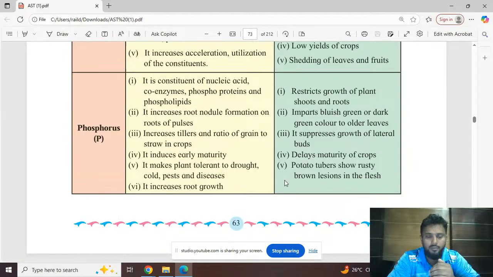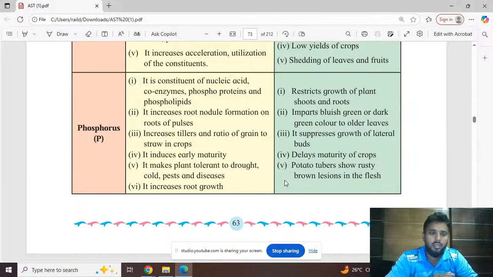Then this particular element induces early maturity. We discussed this, I think, yesterday, that due to the vernalization process, we can induce earliness in certain plants. Okay, and if the quantity of phosphorus is good, it also induces early maturity. Means what? The plants will become ready to harvest in say 5, 10, 15 days earlier than the normal days, if phosphorus content is good throughout the life cycle of the plant.